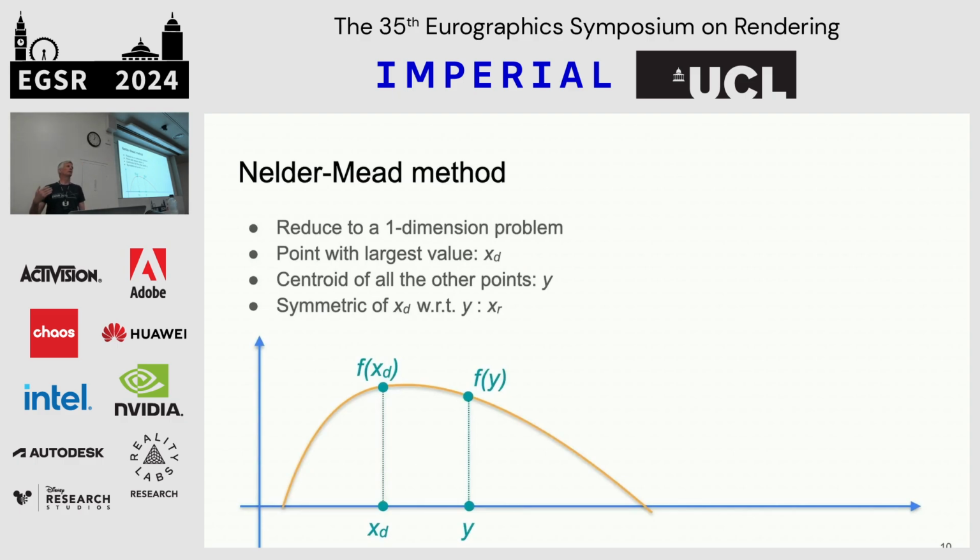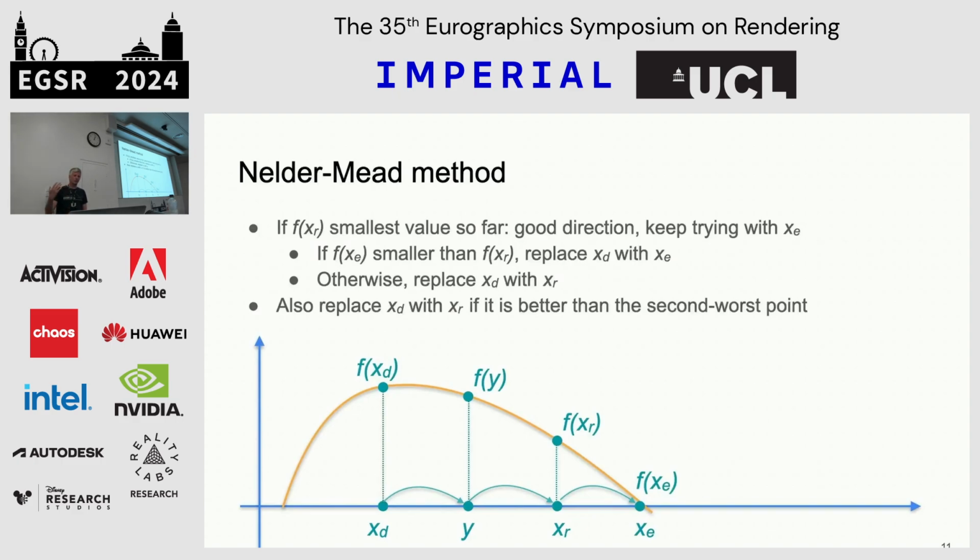And the first thing it does is to find in what direction you're going to update your simplex. And it does that by taking the point with the largest value, which is the point you want to move away from, and takes the centroid of all the other points. So by magic, your D-dimensional problem has just been changed into a one-dimensional problem. So in my case, that's xd and y, which is the centroid of all the other points. And I take the symmetric of xd with respect to y, and that's xr for reflected, and I compute the value of the function.